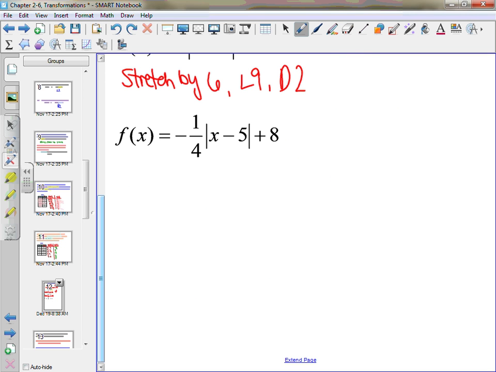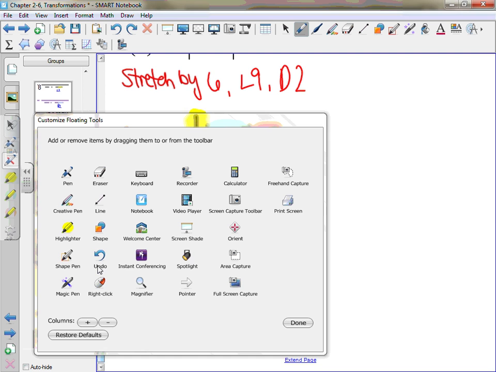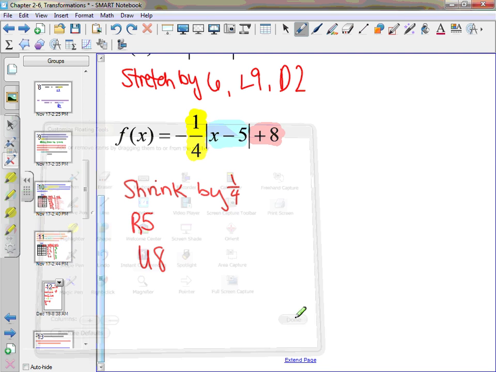Okay, last one on this slide. Now what? This is review. You should all know this. To the right. So what does the 1/4 mean? I'm shrinking it. What does the -5 do? You're going to the right 5. What does the +8 do? Up 8.